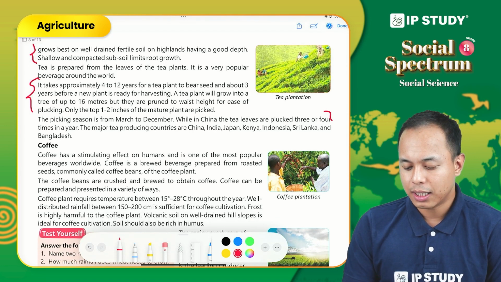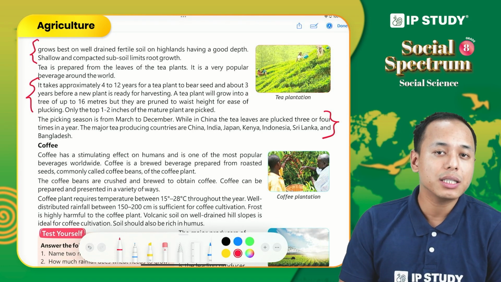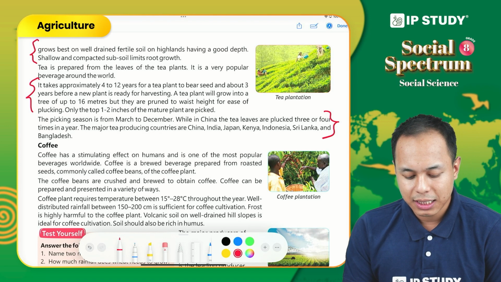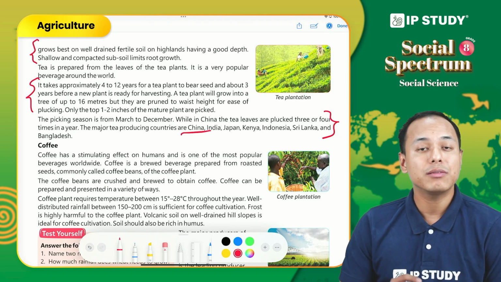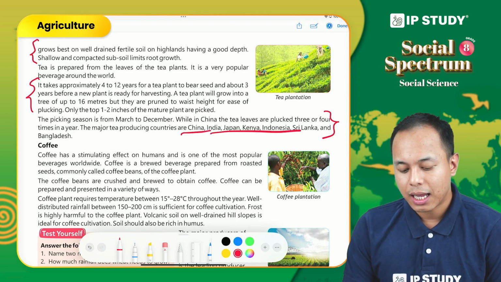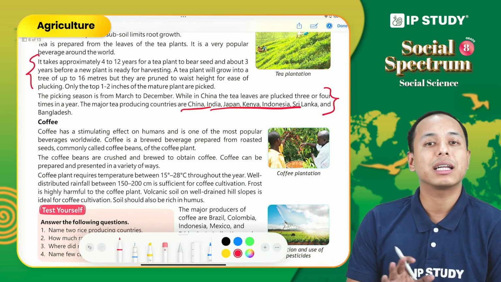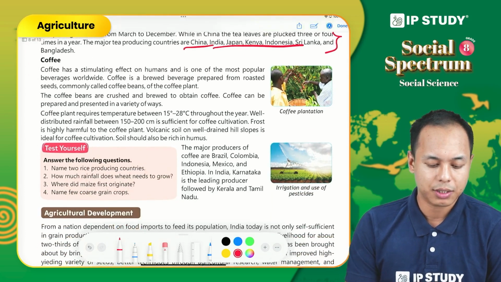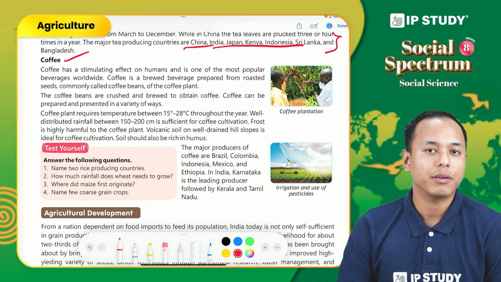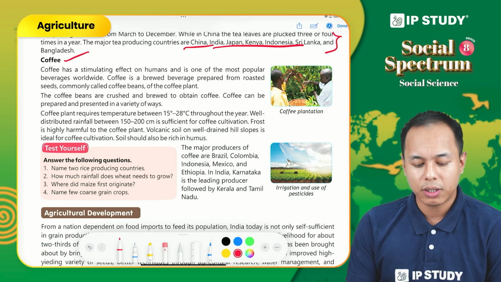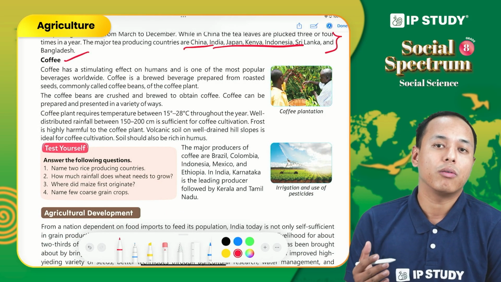And if you look at the top tea producing countries, China leads in tea production, followed by India and other countries like Japan, Kenya, Indonesia and Sri Lanka. So these are the top tea producing countries in the world. After tea, we have coffee. Again, coffee is a very popular beverage in the world.